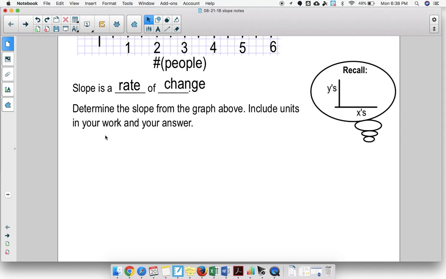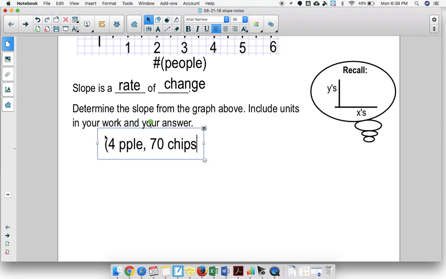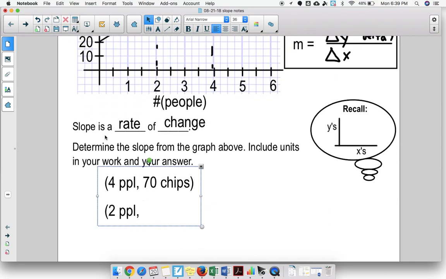So we had 4 people, 70 chips. And when 2 people were at our table, there we go. 2 people, we had, was it 40? 45 chips.